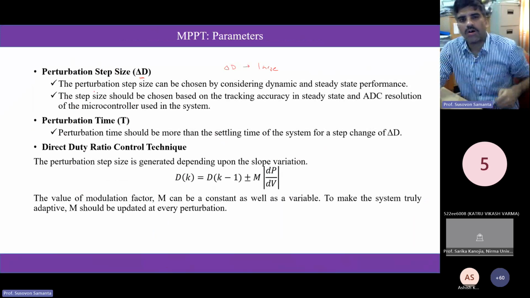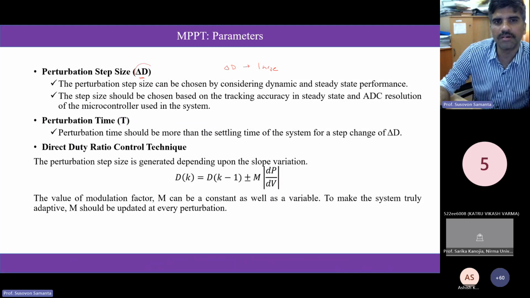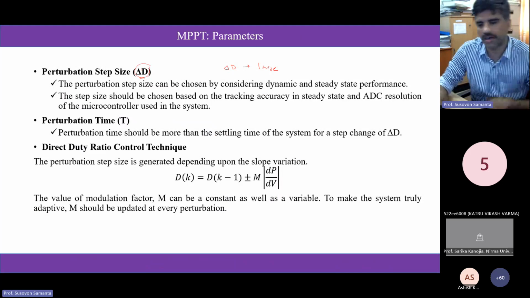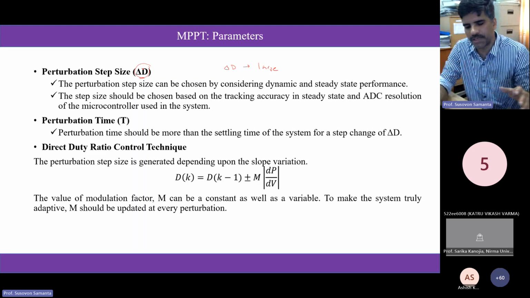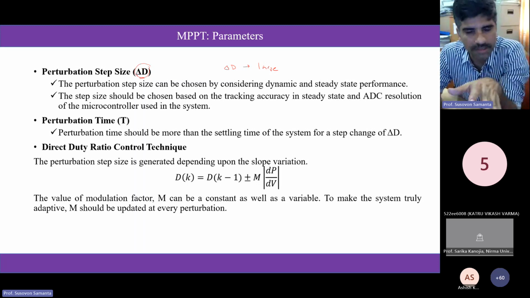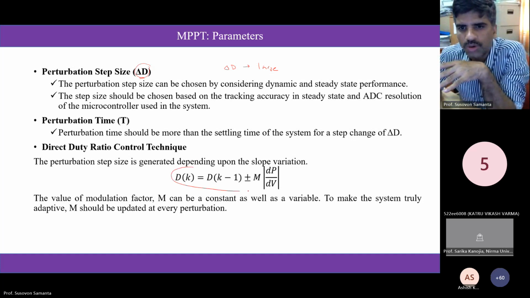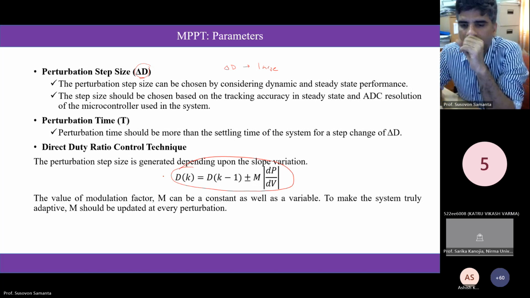So you can actually do some adaptation of delta D. There are many, because for this MPPT, there are a lot of research papers available in MPPT. So you can do this one, because if you see, you can do that.